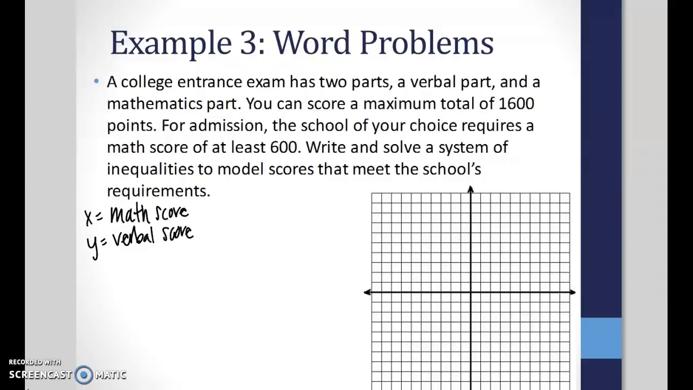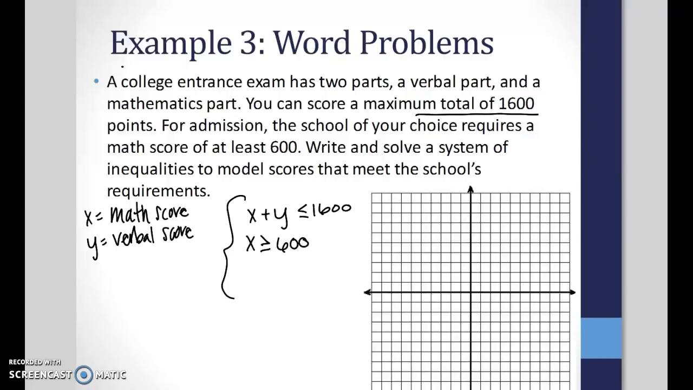So for my system, with our verbal part and mathematics part, you can score a total of 1,600. So when I add my X and Y together, I cannot exceed 1,600, but I could be Miss Smarty Pants and score a 1,600. So that's why I picked the less than or equal to sign. Our math score needs to be at least 600, so X has to be greater than or equal to 600. I left myself some room down below, so I'm going to stop there and we'll explain it in a second.